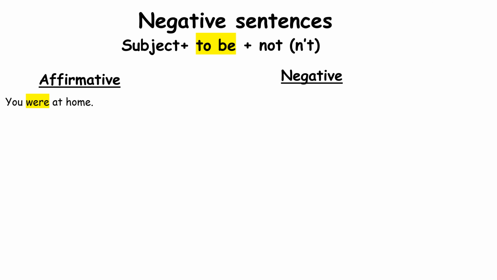You were at home. This is an affirmative sentence, and here to be comes right after the subject. However, to make this sentence negative, we have to say you were not at home. As you can see in this sentence, we have added not right after to be. And to make it shorter, you can also say you weren't at home. Let's see a few more examples.